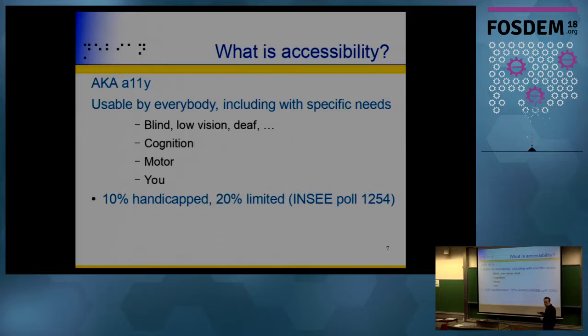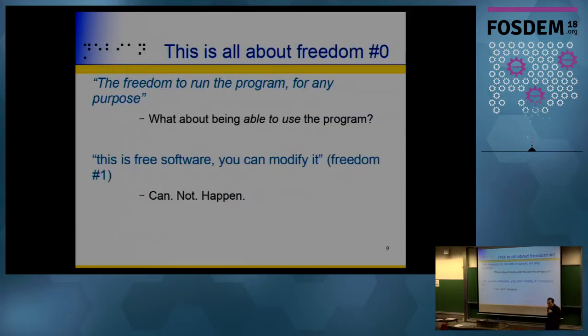There's a poll which says actually 10% of the people are really handicapped in their daily life, and 20% would say that they are limited in their daily life due to conditions. The thing is, it really is a matter for everybody, actually. And for free software, this is really about freedom zero, the freedom to run the program for any purpose. Okay, to run, but more than that, to be able to use the program.